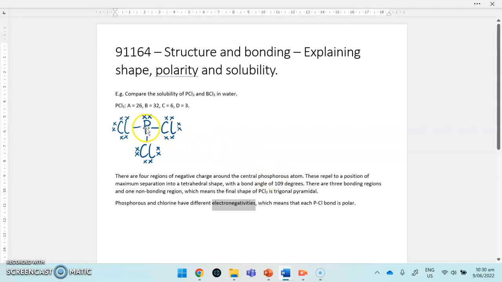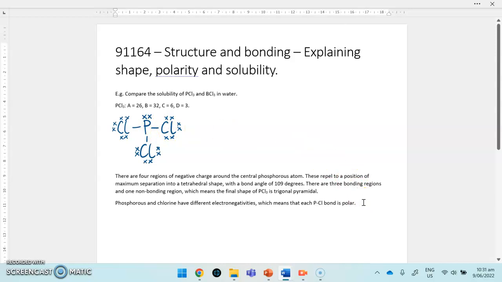Okay, so here we've got phosphorus, we've got chlorine. We're interested in which one has the stronger pull on the shared electrons. I can't remember off the top of my head. Let's just say that chlorine is more electronegative. That would mean that these shared electrons are pulled closer to the chlorine than the phosphorus, making this end of the bond negative and this end positive. That's what electronegativity is. It's a measure of the strength of an atom's pull on the shared electrons in a molecule. So the bond is polar. Each PCl bond is polar.